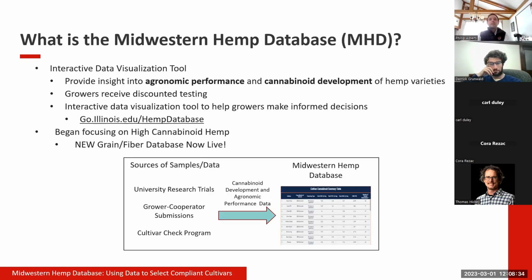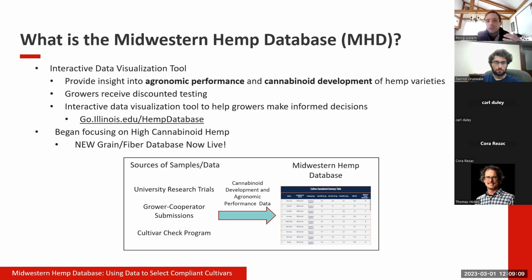So all of this led to the development of what is called the Midwestern Hemp Database. This is an interactive display that allows growers, processors, and regulators to access variety performance and agronomic performance of all of the trials that we have done across this Midwestern group, including researchers from the University of Wisconsin, Michigan State University, Purdue University, and University of Illinois, Urbana-Champaign. All of the data from our agronomic trials and our variety trials go into the hemp database.